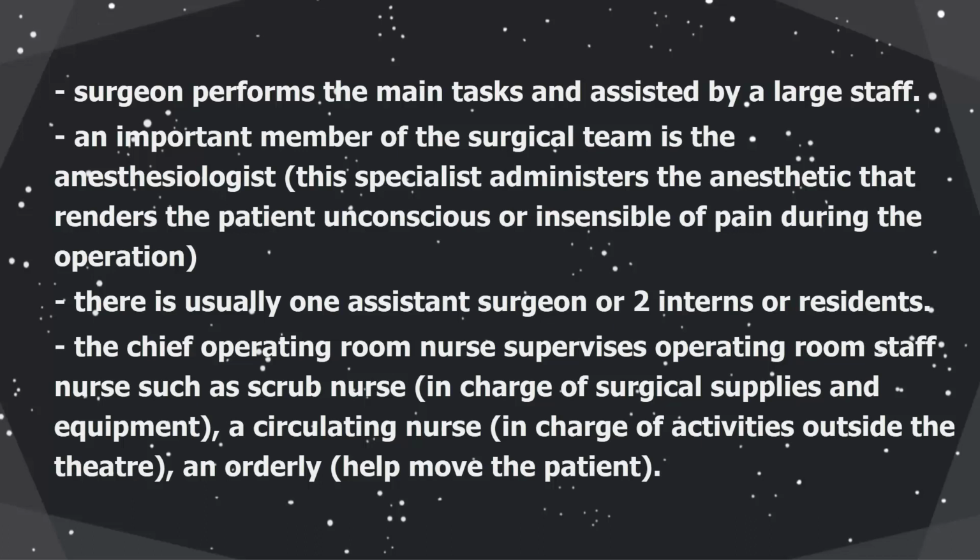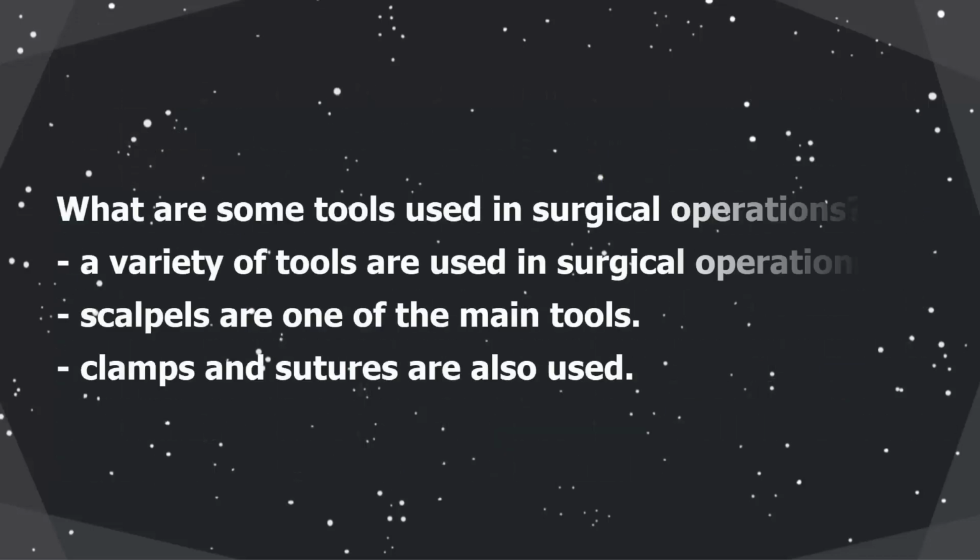There is usually one assistant surgeon or two interns or residents. The chief operating room nurse supervises operating room staff nurses such as the scrub nurse, in charge of surgical supplies and equipment, a circulating nurse, in charge of activities outside the theater, and an orderly, who helps move the patient.